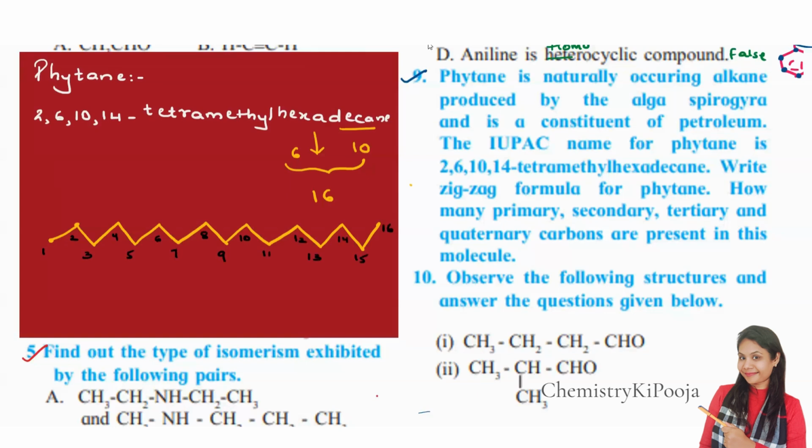Okay. Now coming to the substituents present. Now what all substituents are present? We have on the second position, on the sixth position, on the 10th position and on the 14th position, a tetramethyl group. That is 4 methyl groups, right? So this is the bond line formula for phytane.